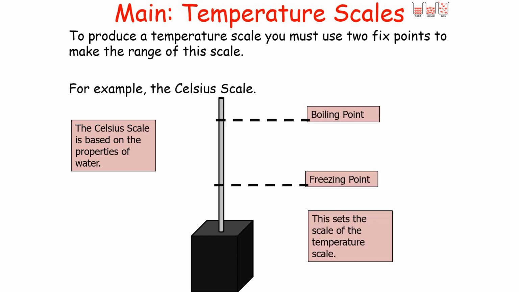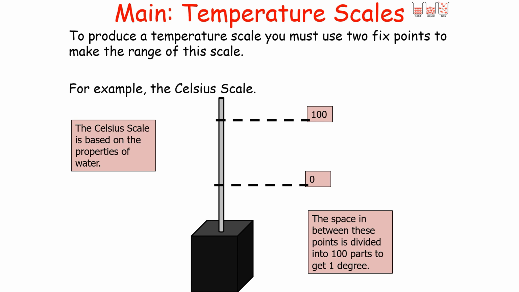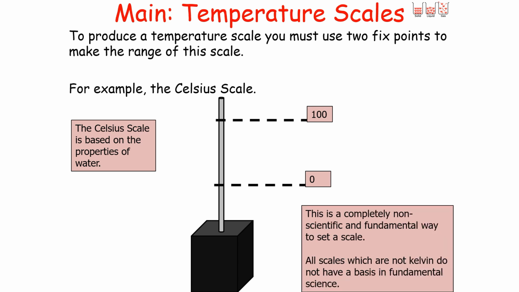So we've got our boiling point and freezing point. So this sets the scale of the temperature. So we say 0 is at freezing and 100 is at boiling. So the space in between these points is then divided into 100 parts to get 1 degree. Now, this is a completely non-scientific and non-fundamental way to set a scale. So therefore, it's a bit of an abstract scale. So all temperature scales which are not Kelvin do not have a basis in fundamental science.